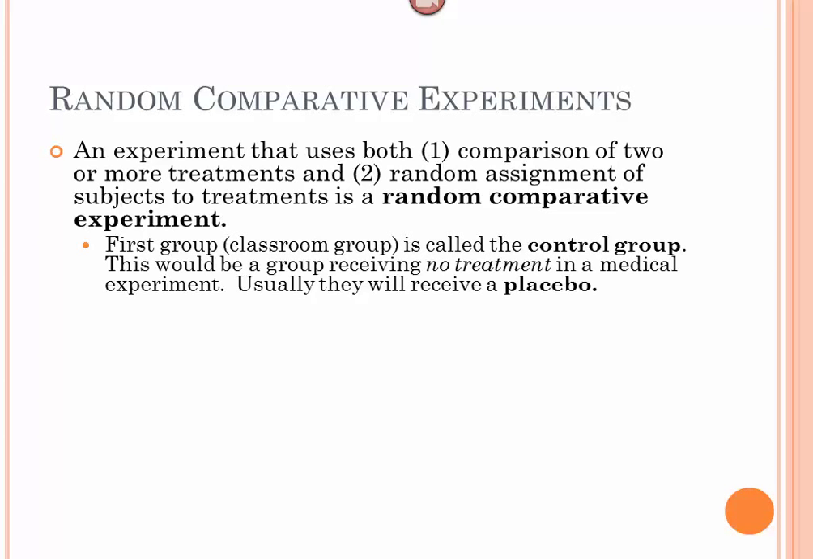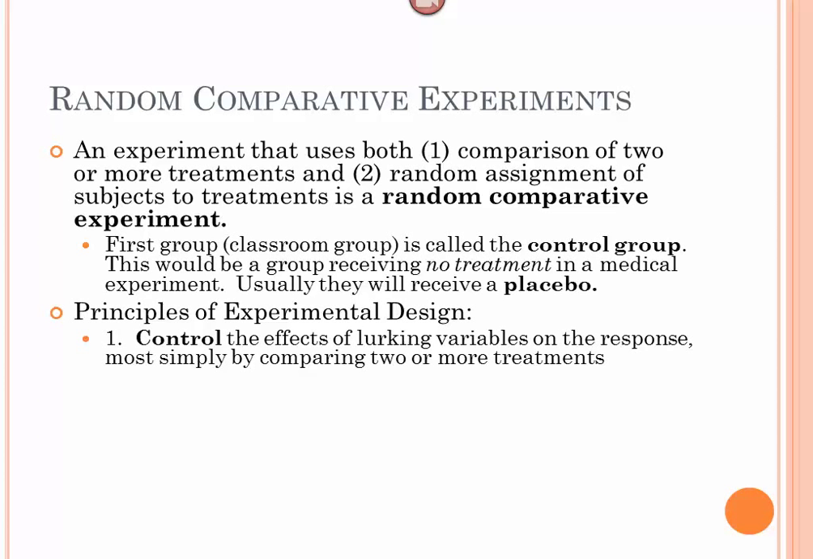This group is receiving no treatment in a medical experiment. They're just going to receive a placebo. So in our experiment with the classrooms, the group that had been taking the regular course over the years, that's our control group, because that's our status quo, that's what's already been happening, and the variable being the new treatment method, or the new teaching method, which is the online course.